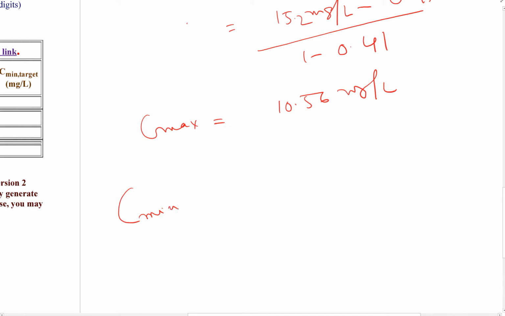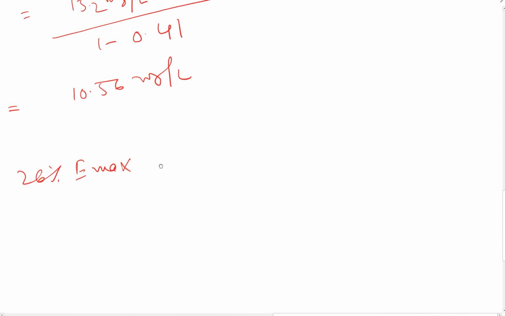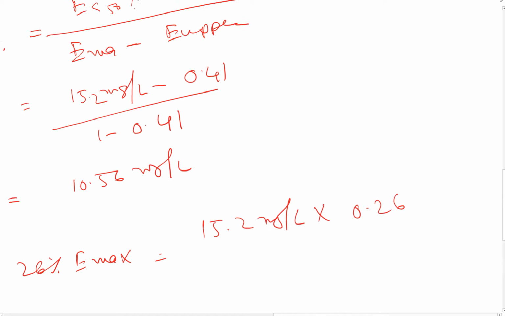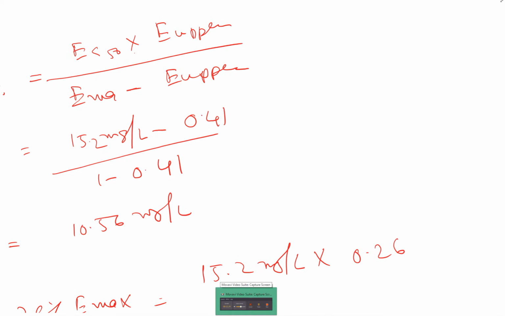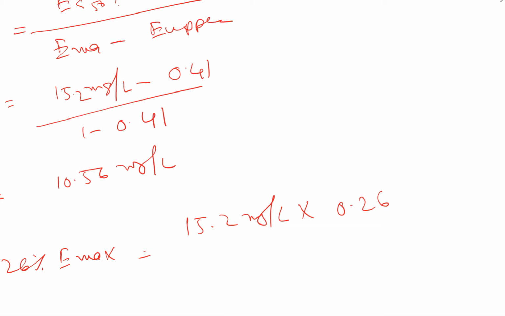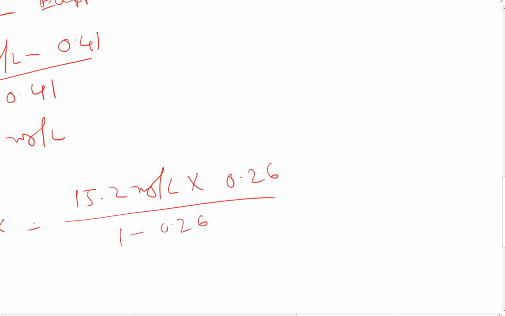Use Cmin at 26% Emax. Use the same equation as above. It will give you 15.2 milligram per liter times EC is the E lower. See here, this equation, same equation you are going to use, just E lower. E lower is 0.26 and 1 minus 0.26 is going to give you 5.34 milligram per liter.